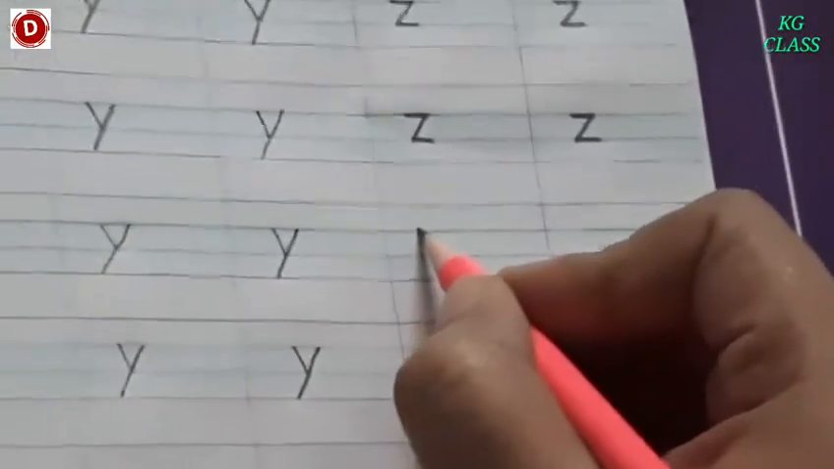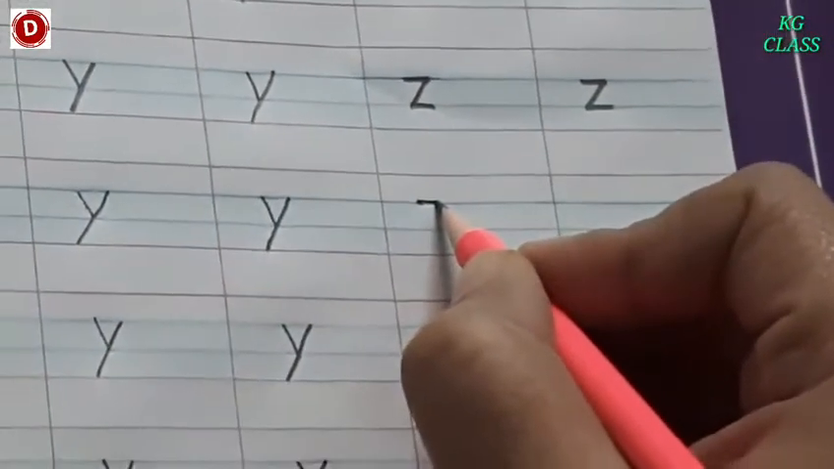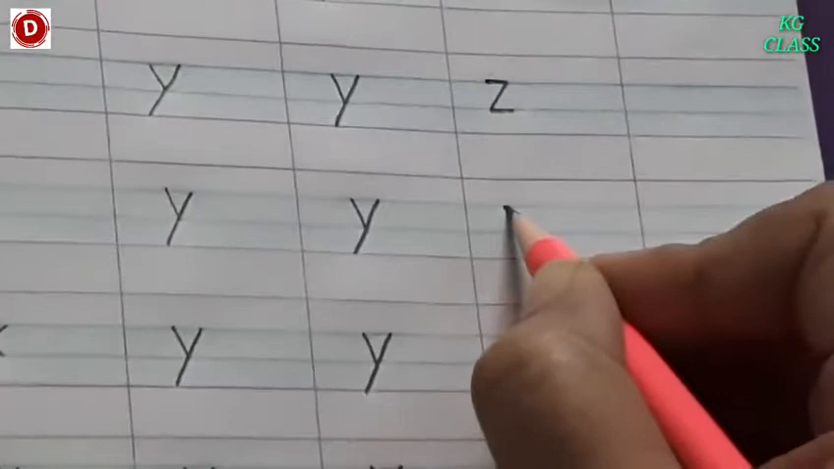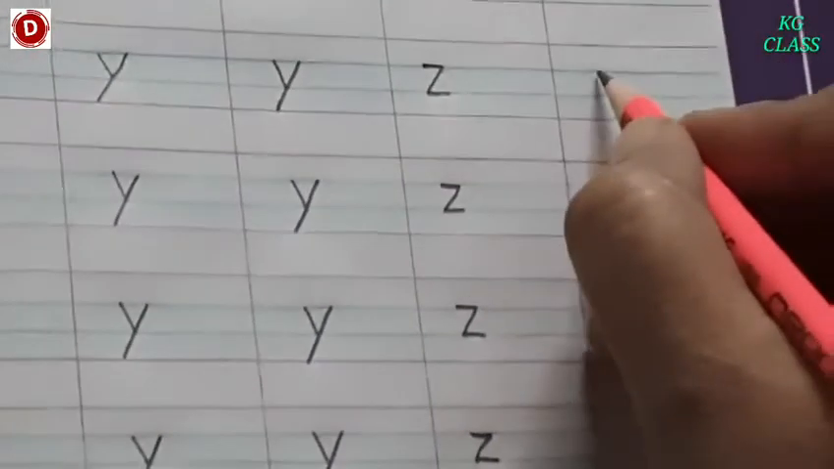Now Z. Put your pencil on the first blue line. Make a sleeping line. And then make a slanting line. And again a sleeping line like this. You have to write Z. And this is small Z. In one go, you have to write Z.